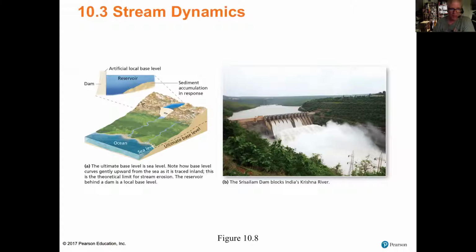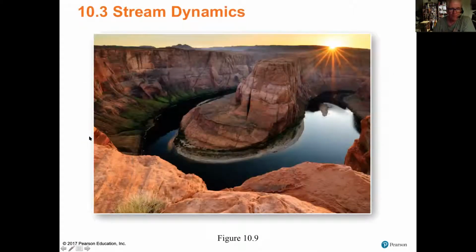Now, dams can upset this, where you stop the flow of the river, you stop its ability to erode, and so the base level becomes the bottom of the reservoir. But you've upset the whole dynamics of the stream by doing this. So the ultimate base level is sea level, but when you add the reservoir, that becomes your local base level. So here's the ultimate, but now you have the local, the top of the dam, based on the fact that you have stopped the dynamics of the stream.